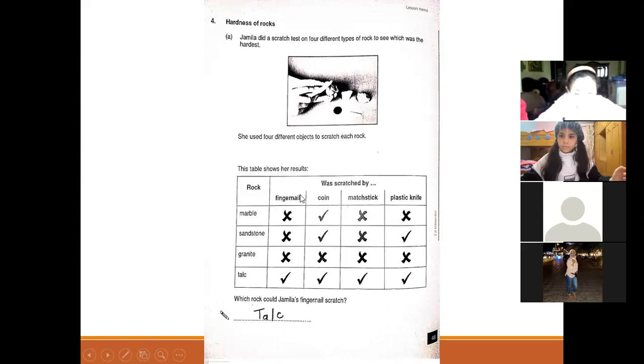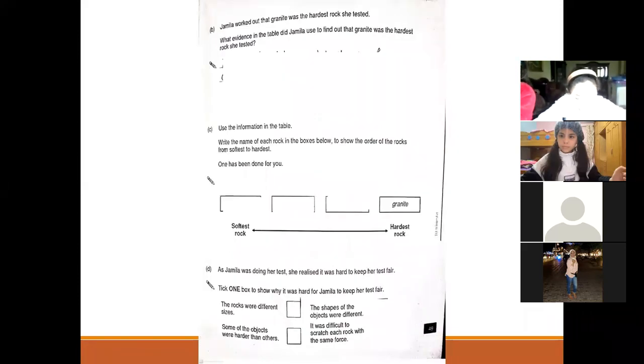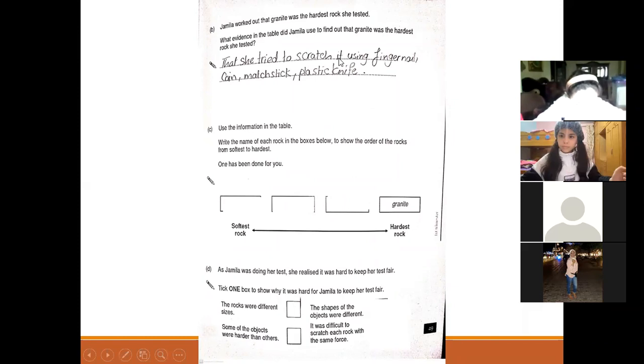Read the objects on the table up there. She tried using a fingernail, a coin, a matchstick, and a plastic knife. Did any of them scratch the granite? No. And this is the answer: she tried to scratch the granite using a fingernail, coin, matchstick, and plastic knife.